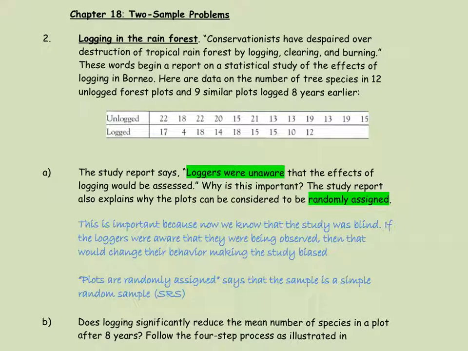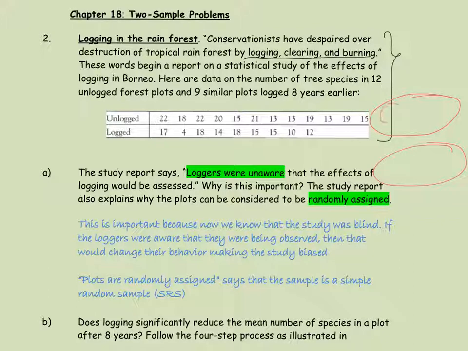Now if you've seen part 2, you'll notice that the data is exactly the same as the previous problem. So this is the problem about logging in the rainforest, how logging, clearing and burning affects the rainforest, and it causes the destruction of the rainforest. And how do we measure it? By measuring the number of tree species in the unlogged and the number of tree species in the logged.